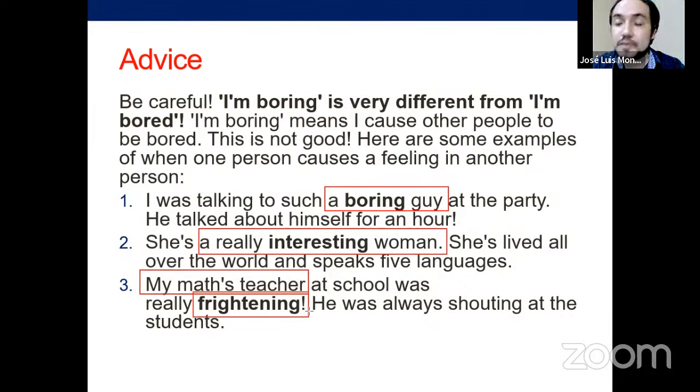He's boring, that's the way he is. She's interesting, that's the way she is. And that teacher is frightening, that's the way he is. All right, so when you describe the way someone is, ing. When you describe just the feeling, that's it, it's what you're sensing at that moment, ed. Okay, so I went around and around that so that it's clear, but I need to know now if you have questions, guys. Let me know, please, if you have some questions for this topic.